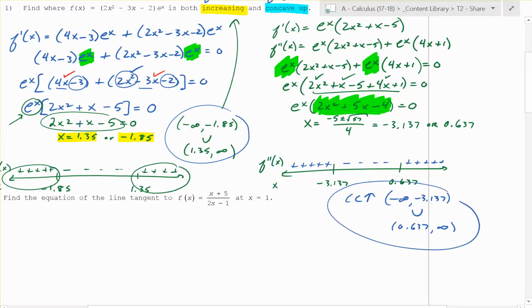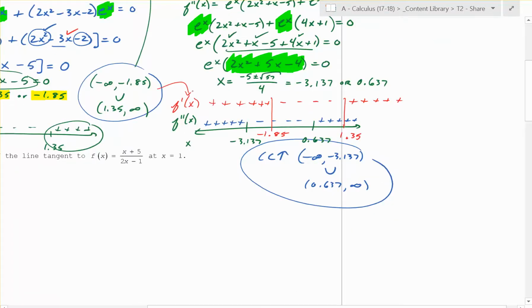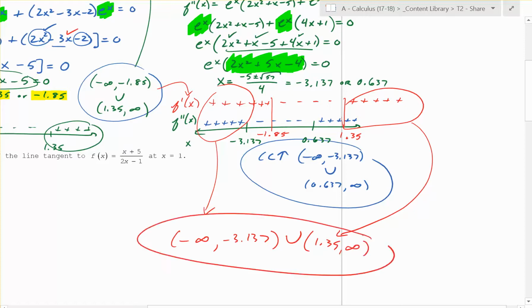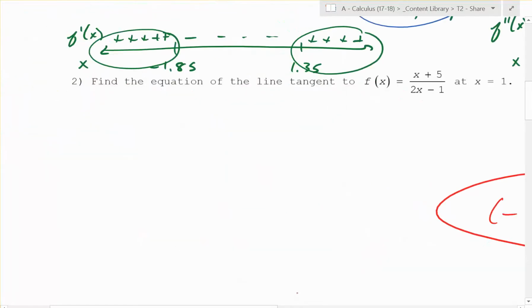So where are they both true? All I did there was take this and put it right there. So where are they both positive? Here and here. So that one is going to be negative infinity all the way to negative 3.137, union this one, which is everything greater than 1.35. So 1.35 union with infinity. So this is where it's both increasing and concave up. Now let's find a tangent line equation.